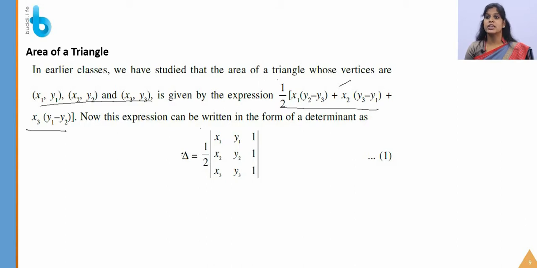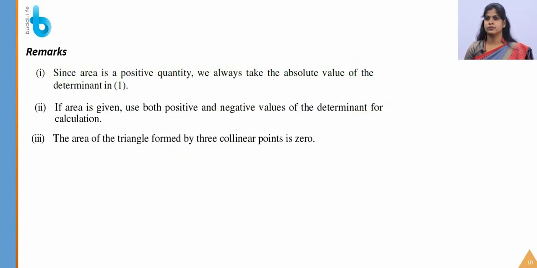That is, area of triangle equal to 1 by 2 times the determinant with rows x1 y1 1, x2 y2 1, x3 y3 1. So this is the formula for finding the area of the triangle. Next we'll have some important points now. See, since the area is a positive quantity, we always take the absolute value of the determinant.